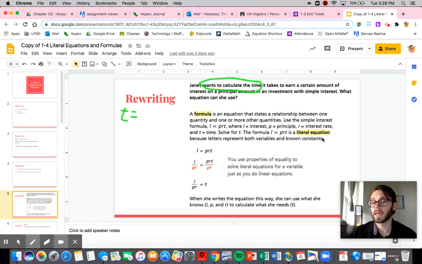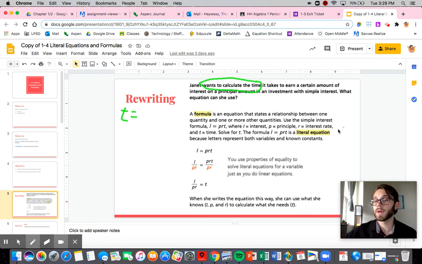It also then goes on to talk a little bit about literal equations, because it is a literal equation because letters represent both variables and known constants. Okay, so it is both, and as we said, formulas are a specific type of literal equations. So all we're doing is we are going to solve this the same way we would solve any other equation. We're going to use the additive properties of equality, the multiplicative properties of equality, in this case, just the multiplicative properties of equality, to solve it the same way you would solve any other problem, right?